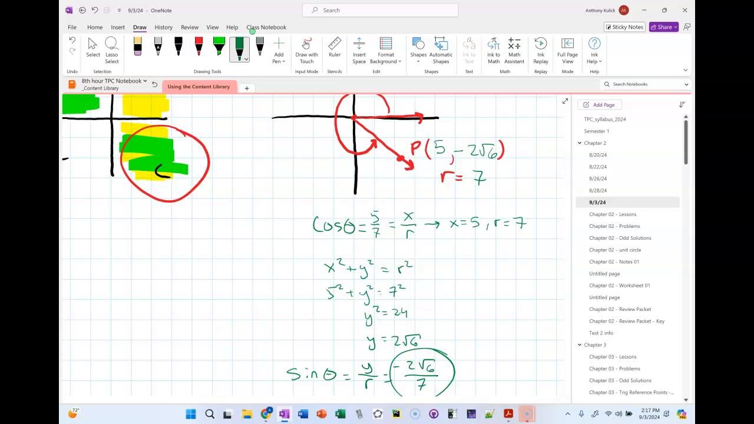So the 3 steps were: figure out the quadrant that theta lies in, solve for x, y, and r with the given information, and then use that to plug into the appropriate formula for whatever the question's asking for. Everybody okay?